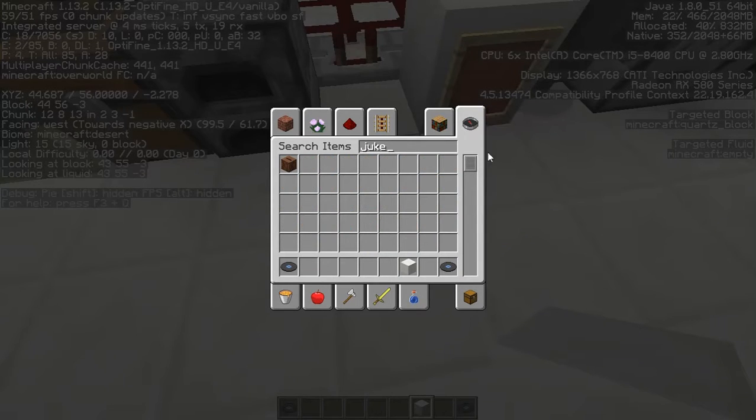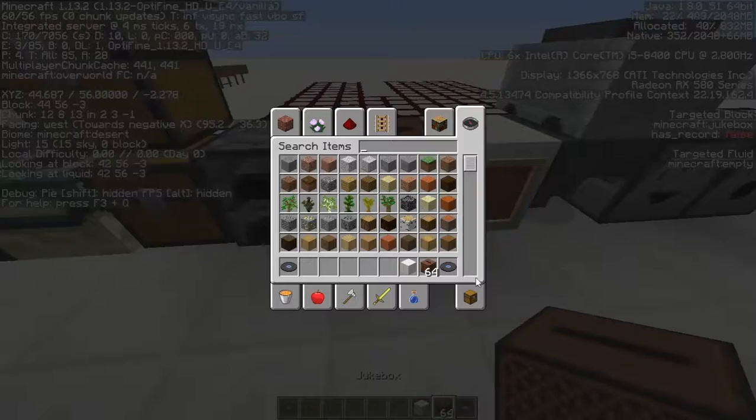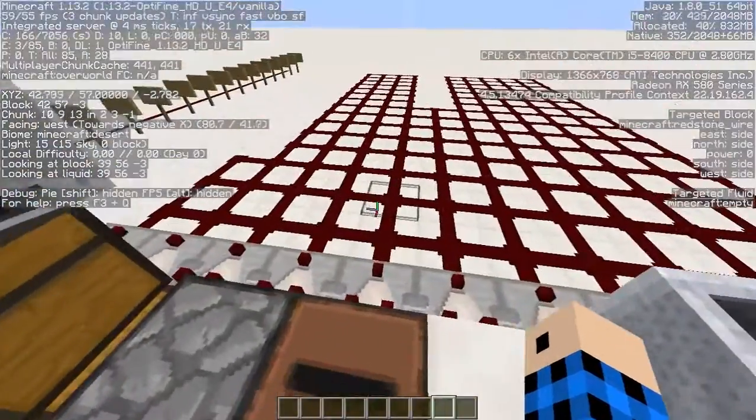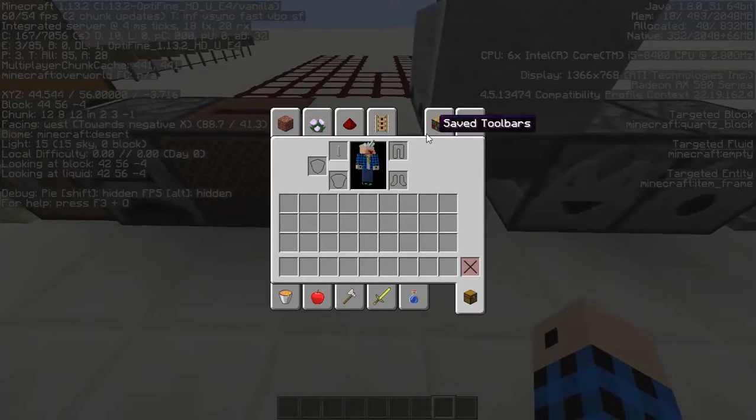Why can't my fingers work? There we go. So that's how jukeboxes work. Item frames. Let me grab myself something good to use.